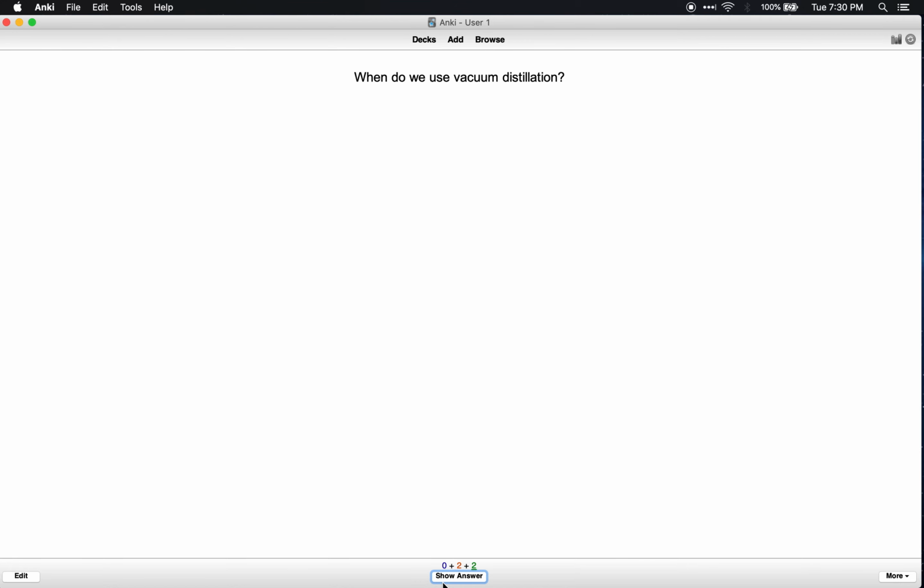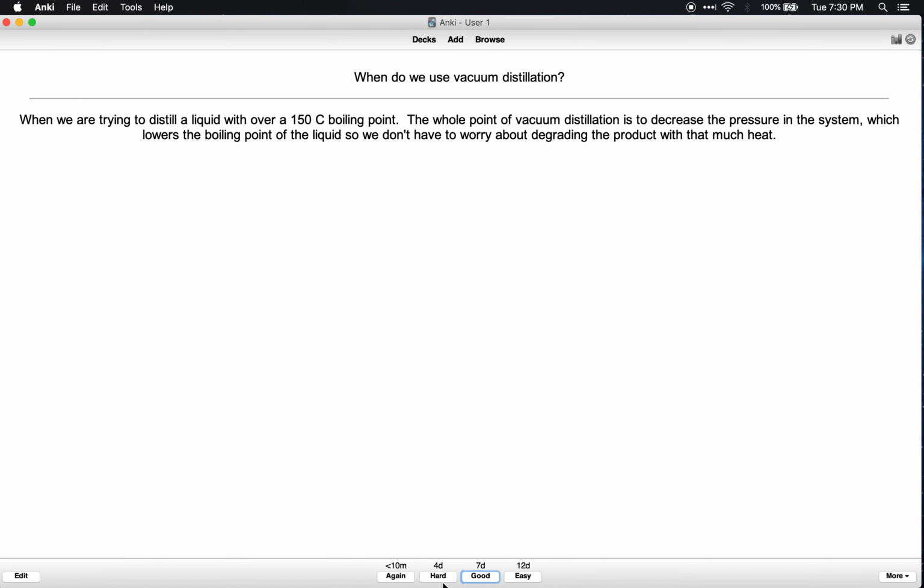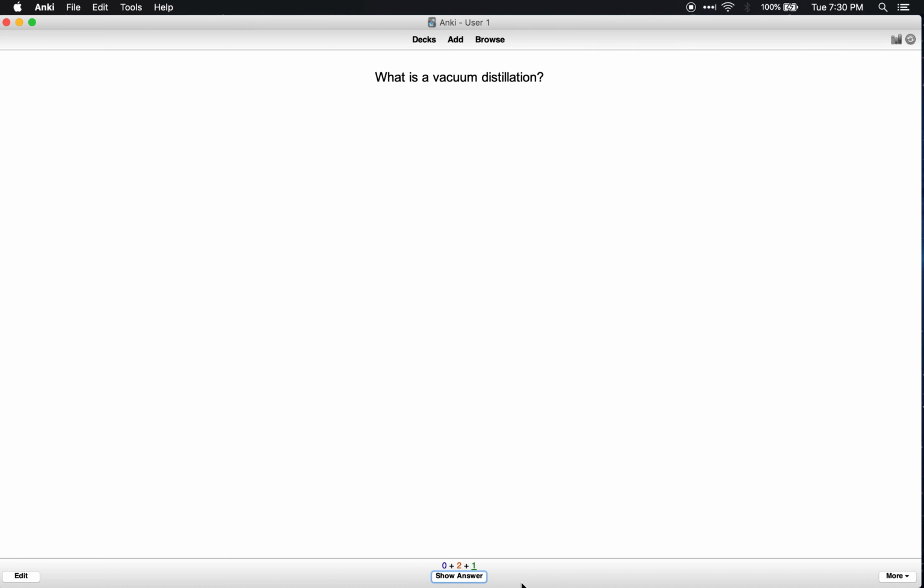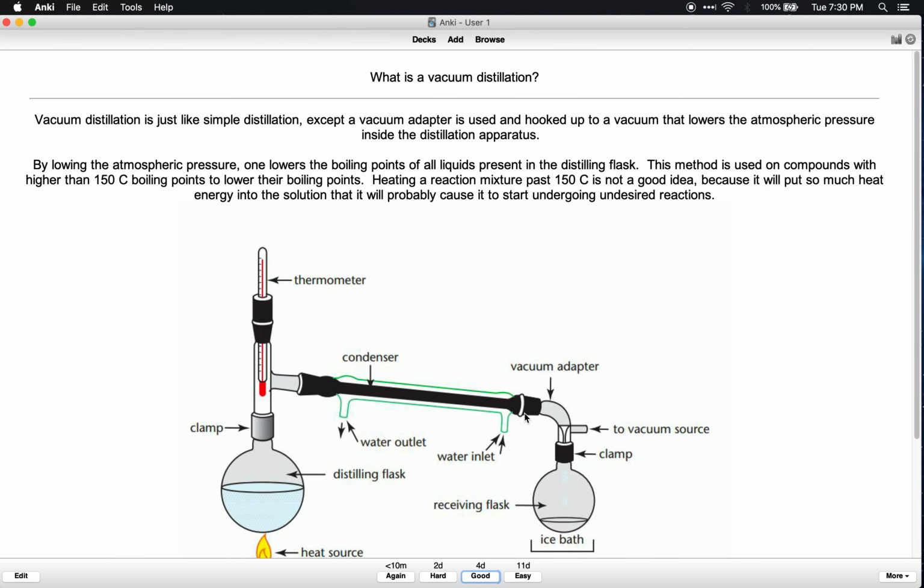We use vacuum distillation where we're separating liquids above 150 degrees Celsius, and it does this by lowering the atmospheric pressure to lower the boiling points of the liquid. Vacuum distillation, again, we're using a vacuum to distill the liquid. You're sucking out air pressure to lower the boiling point, and it's good if you're separating liquids that have boiling points above 150 degrees Celsius.